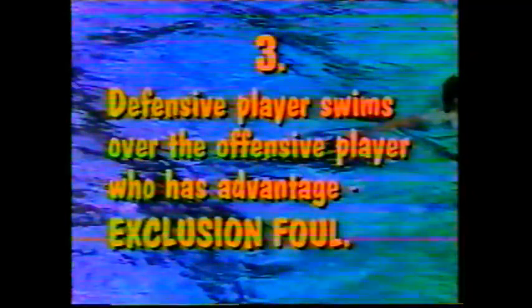Here again, the offensive player cuts in front of the defender who stops and puts her hands up. Defensive player swims over the offensive player who has advantage. Exclusion foul. Once again, the offensive player swims in front of the defender. But this time, the defender doesn't stop.